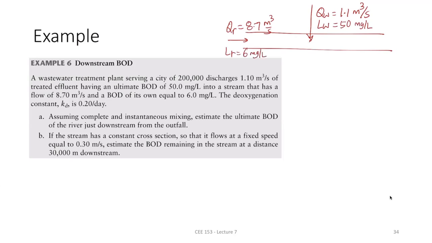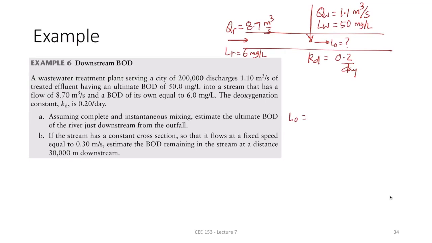And then the K value, the deoxygenation rate, KD is 0.2 per day, which is first order reaction. Assume complete and instantaneous mixing. Estimate the ultimate BOD of the river just downstream from the outfall. That means I'm asking what this concentration L0 is, the initial concentration at that mixing point. Again, we know the value is basically plugging into the mass balance here. We don't have to derive it again because now it's all application.